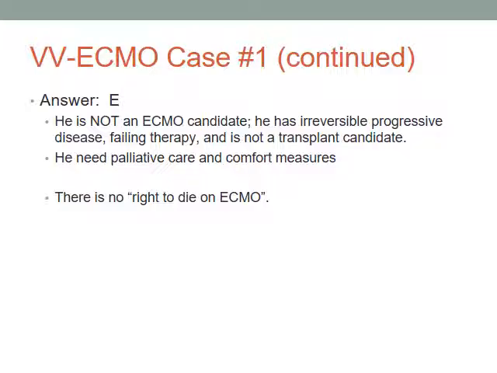Now, if this patient were on the transplant list in San Antonio, and we call them up and they say, yeah, if you can get him stable on ECMO, we'll bring him back to our program and put him on the transplant list, we would do that. We have done that sort of thing. But this patient has no exit strategy, and the proper answer is this poor patient needs hospice. Needs palliative care and comfort, not the false light at the end of the tunnel. Okay. There is no right to die on ECMO.